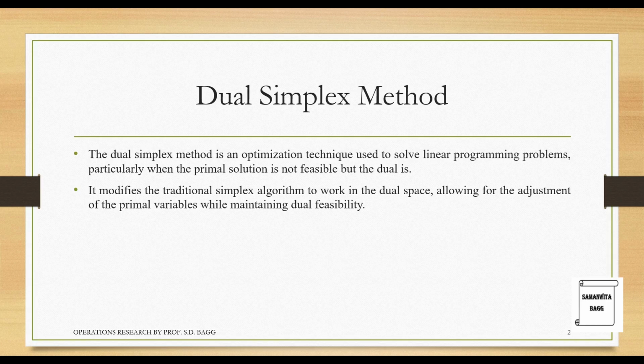The dual simplex method is an optimization technique used to solve linear programming problems, particularly when the primal solution is not feasible but the dual is. It modifies the traditional simplex algorithm to work in the dual space, allowing for the adjustment of the primal variables while maintaining dual feasibility.